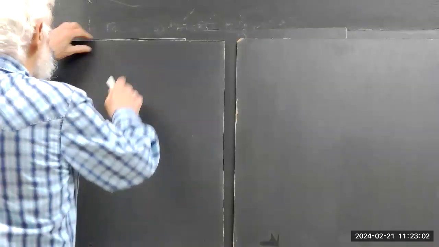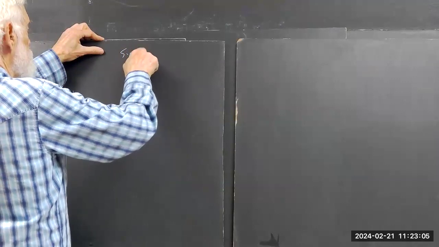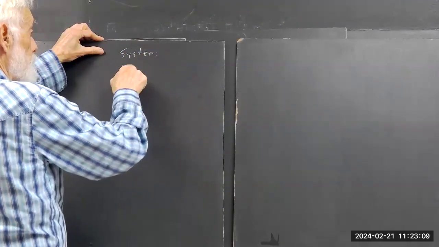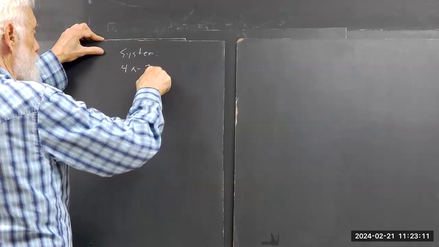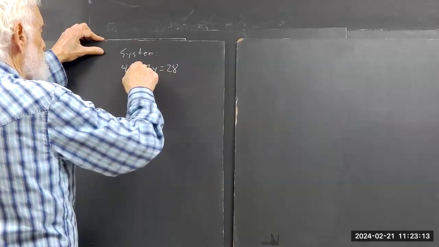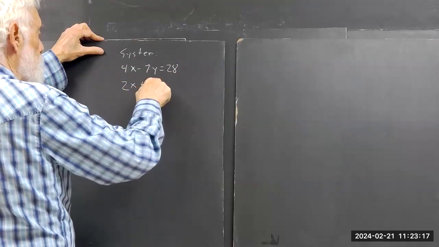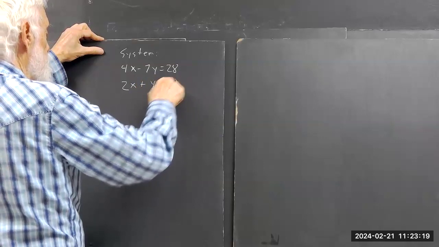Okay, the system. Four x minus seven y equals 28. Two x plus y equals 10.